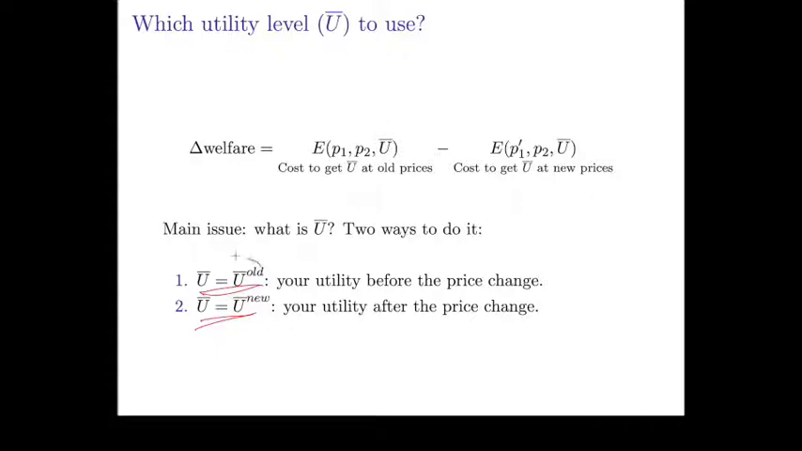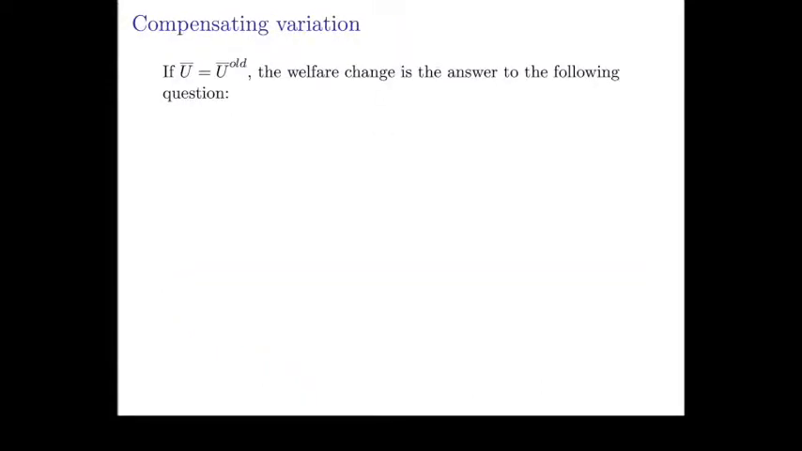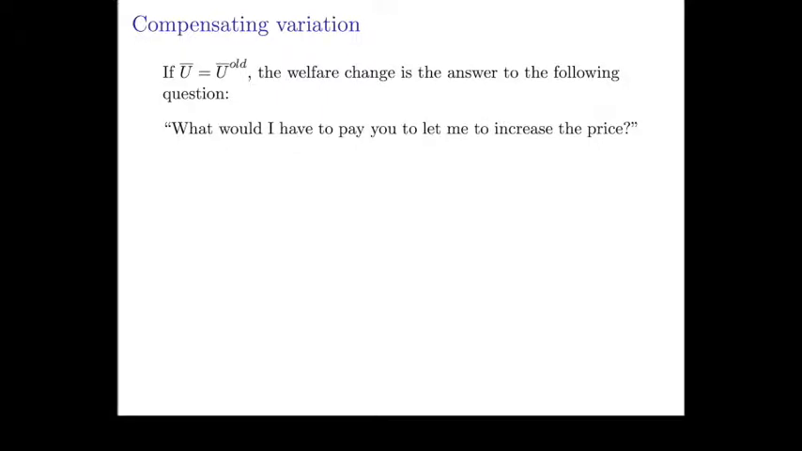What we're going to do is try both of these. We're going to use the first one to define one notion of consumer welfare, and the second one to define an alternative notion of consumer welfare. Option 1 was to use the original utility level, so your utility level before the change in the price. If we use the original utility level, U old, then the change in welfare answers the following question: what do I have to pay you for you to let me increase the price? In other words, it's the amount of money such that if I give you that amount and increase the price, you'd be indifferent between that situation and keeping the original amount of money, not receiving any more, but having the same prices as before.